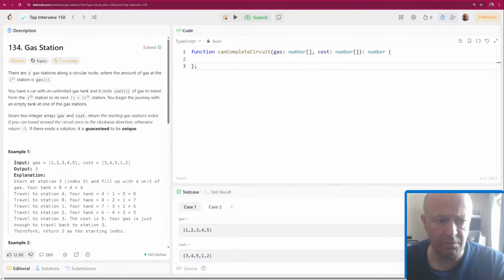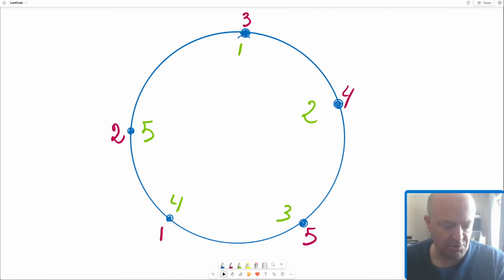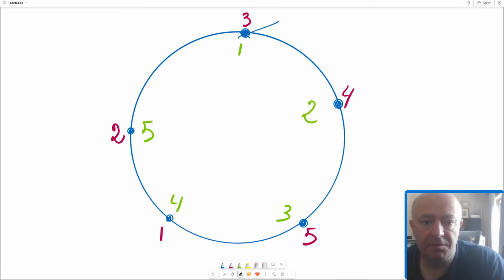Problem 134, gas station. In this problem, we have a number of gas stations arranged on a circle. So this is a gas station. And each gas station has two numbers associated with it. One is this one that I've shown in green, and this is the amount of gas that is available at this gas station. And the other one I've shown in red, this is the amount of gas required to get to the next gas station clockwise.